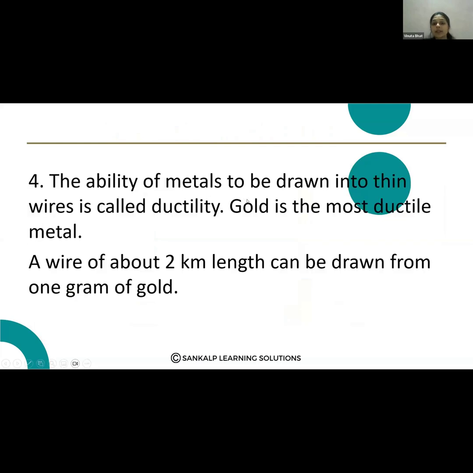Then next one. The ability of the metals to be drawn into thin wires is called ductility. So the metals are used to make thin wires, right? So that property is called ductility. Gold is the most ductile metal. You know that to make wires and everything, commonly we use metals only, right? So what is that property which helps to make the wires? That is nothing but the ductility property.